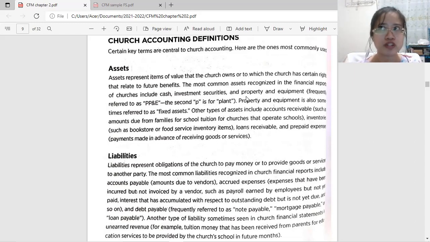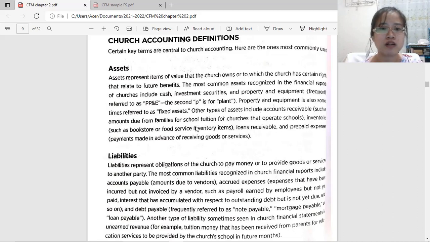Another term for them is fixed assets, and they are classified as non-current assets. Okay, non-current because they can be used beyond the current year. Okay, so fixed assets, PPE or property, plant, and equipment, non-current assets. Okay, so it pertains to that. Land, building, vehicles, furniture and fixtures, office equipment. Okay, so that. And then other types of assets would be accounts receivable.